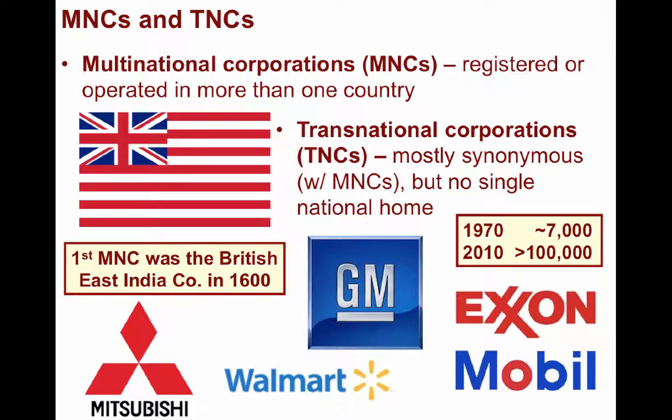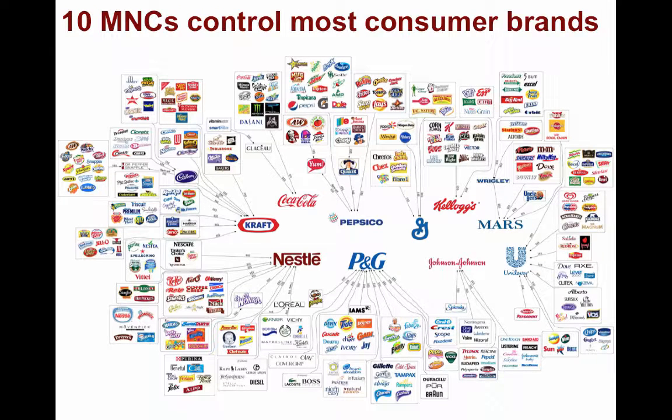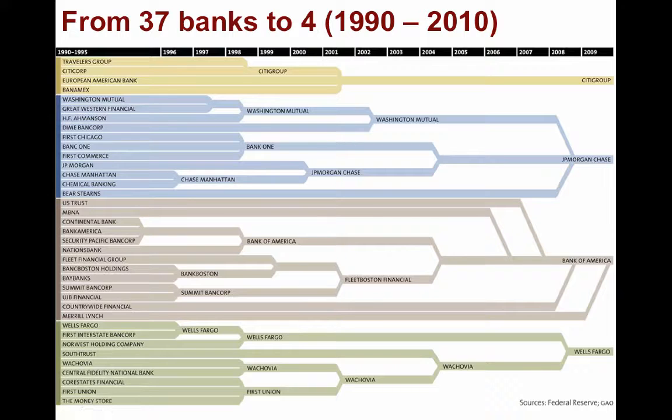This graphic shows you that 10 MNCs control most of the consumer brands we buy. Parent companies like Kraft, Coca-Cola, Nestle, and Kellogg's have expanded through vertical and horizontal integration. For example, PepsiCo owns restaurants like Taco Bell, KFC, and Pizza Hut, as well as brands like Pillsbury, Lay's, and Tropicana.